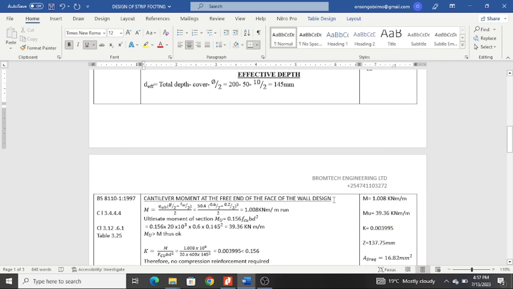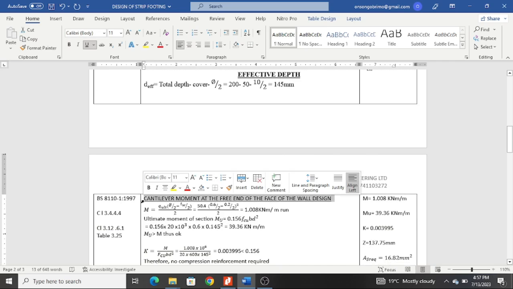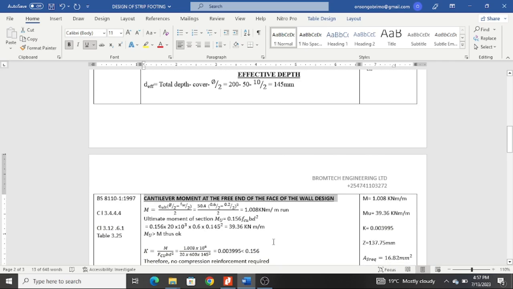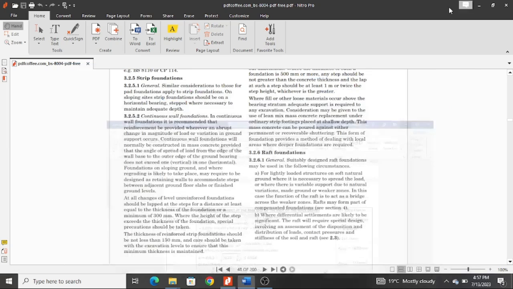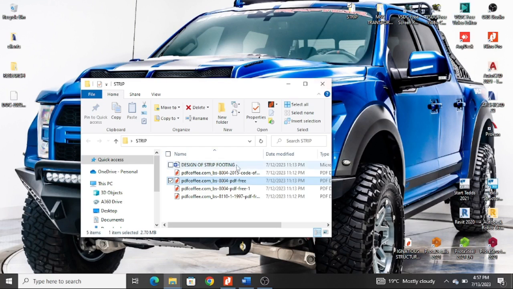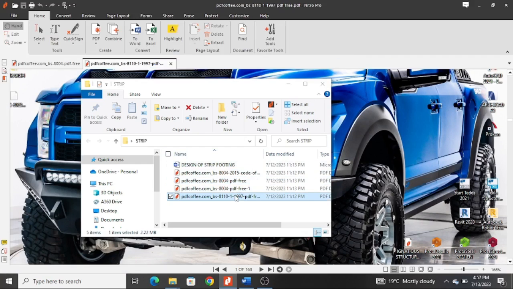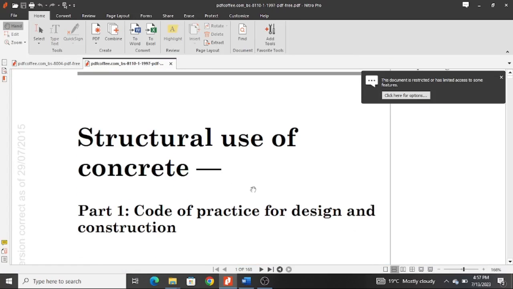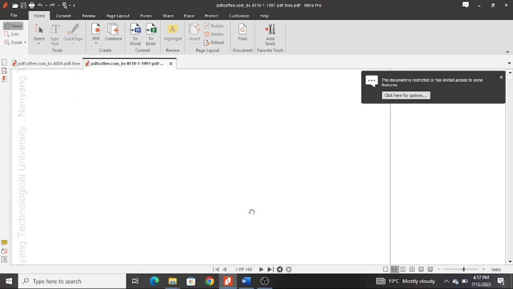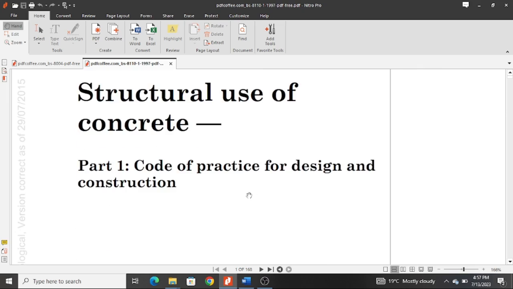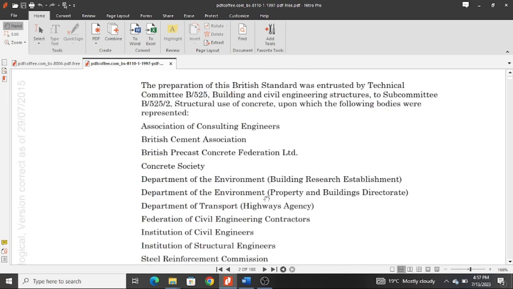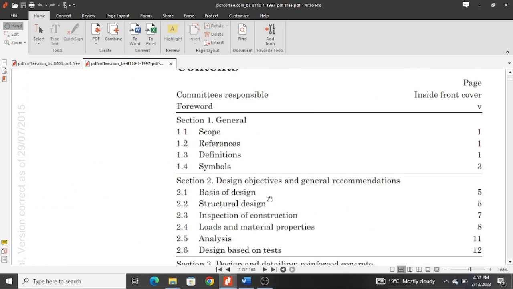After determination of the effective depth, we now proceed to a different code, which is the British Standard 8110. This is the code of design of concrete. I think we have it somewhere here. Let me open it. Here it is. Structural use of concrete, code of practice for design and construction. Yeah, so it was released in 1997, and this code comes in handy when you're designing concrete structures. We are also going to go through it.